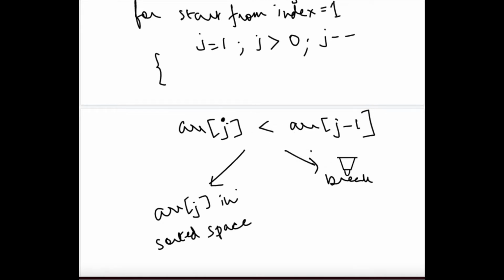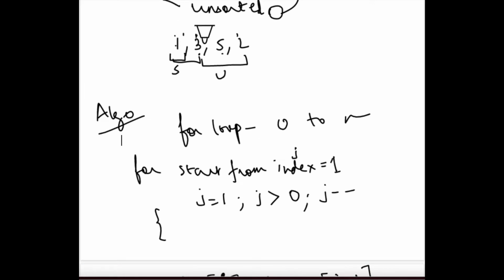Why? Like we said in the previous example, 1 and 3. 1 is fine, 1 is already in the sorted space because it's just one single element. 3 is in the unsorted space initially, and 3 is not lesser than 1, it is greater than 1. So in that case, I do not have to check any further, meaning this inner loop need not go ahead and check any further.